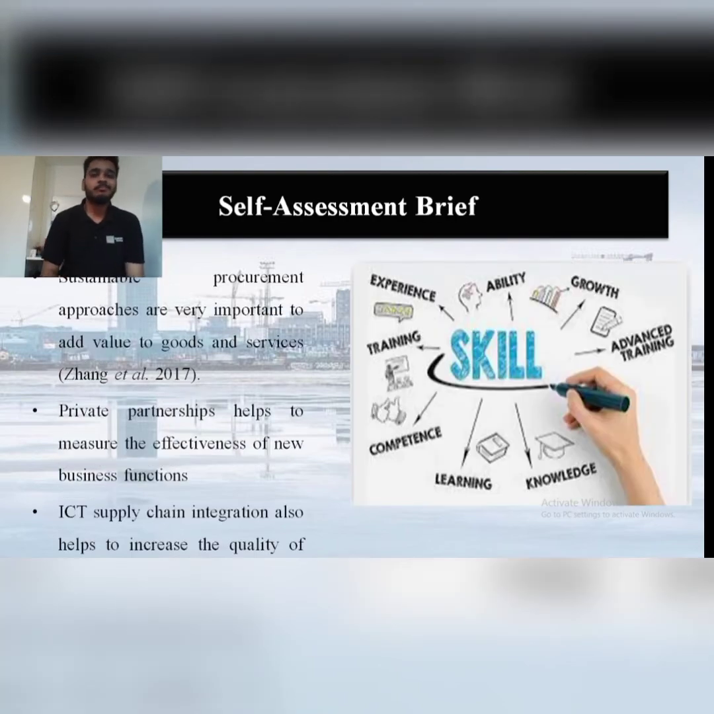So next is the self-assessment brief. My main strength is my self-confidence. My main weakness is the attribution of decision-making skills. My major opportunity will be to increase my wider range of personality. My main threat is lack of concentration in personal skills.